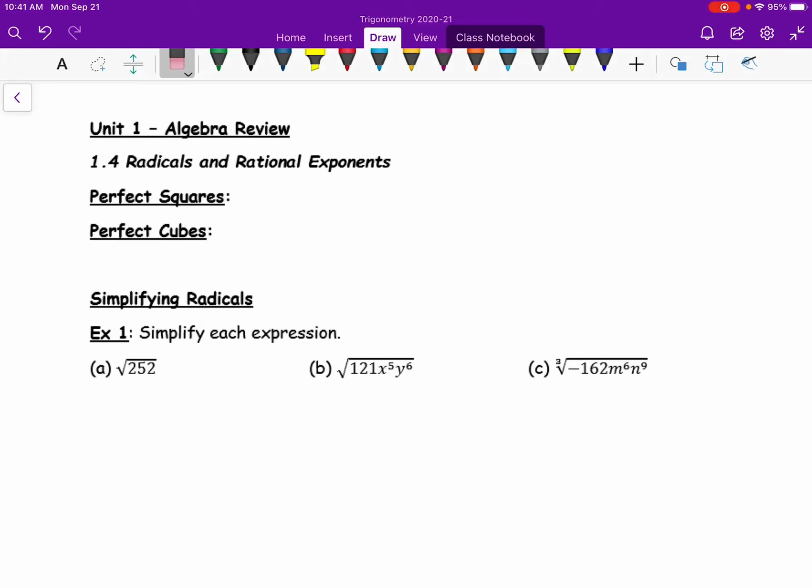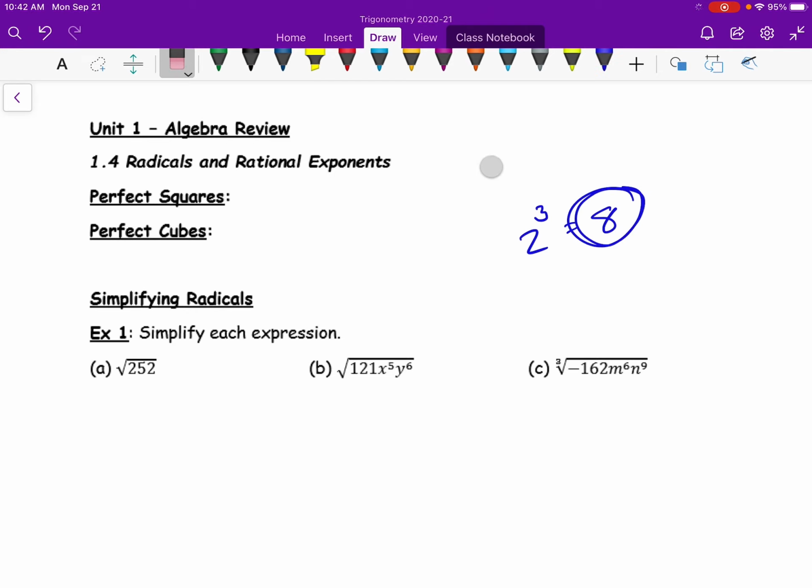This lesson is 1.4 Radicals and Rational Exponents. Okay, so to do this lesson correctly and with ease, we need to first talk about perfect squares and perfect cubes. Remember, perfect squares would be like if I take 2 and I square it and I get 4. So this would be considered a perfect square. And a perfect cube, take 2 again, we cube it, we get 8. The 8 is considered a perfect cube.